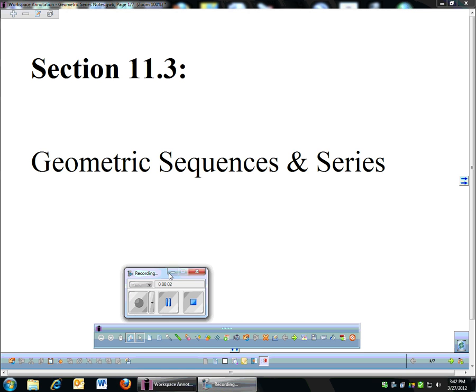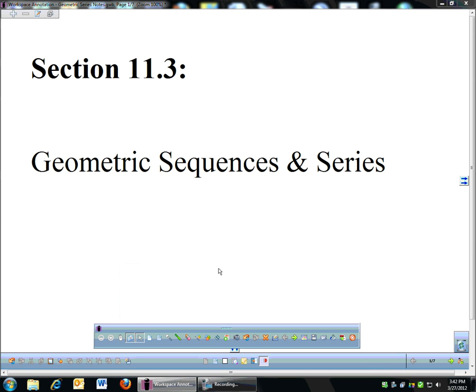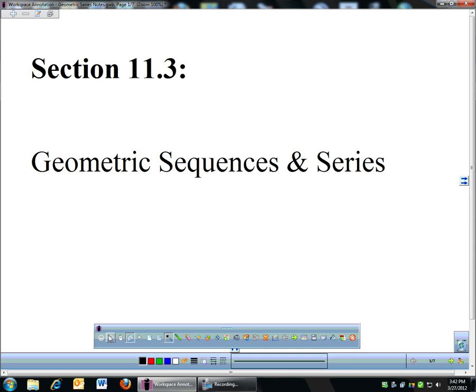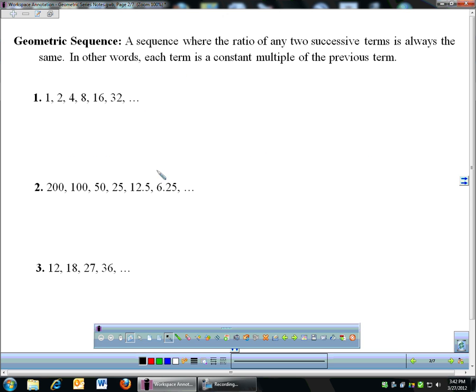All right, here we go with geometric sequences. This is section 11.3 in our book. We talked yesterday about an arithmetic sequence, which is when you add the same thing to get to the next term. A geometric sequence is kind of the same thing, except instead of adding, you multiply by the same thing each time.